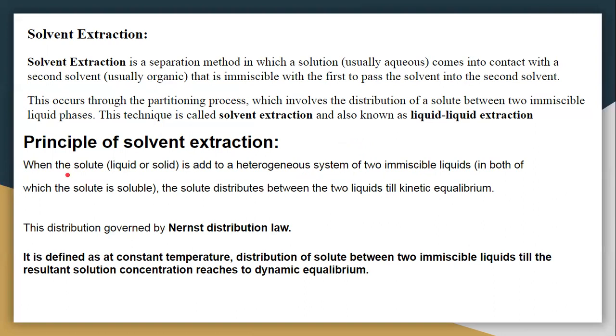But here what he did, so here he has taken two immiscible liquids, to that he added solute, and the solute is soluble in both of which. The solute should be miscible in both. Then the solute distributes between the two liquids till kinetic equilibrium is attained.